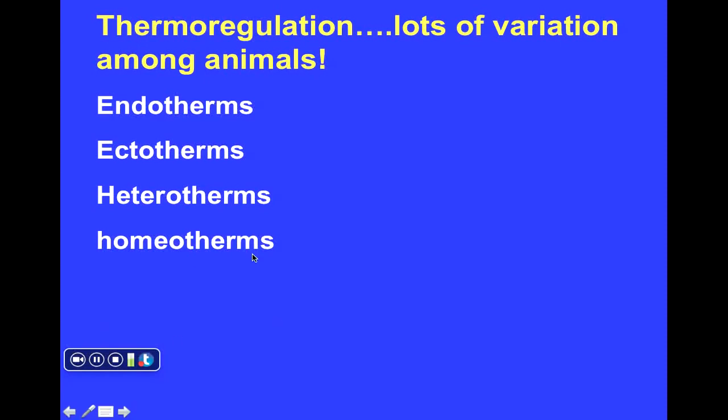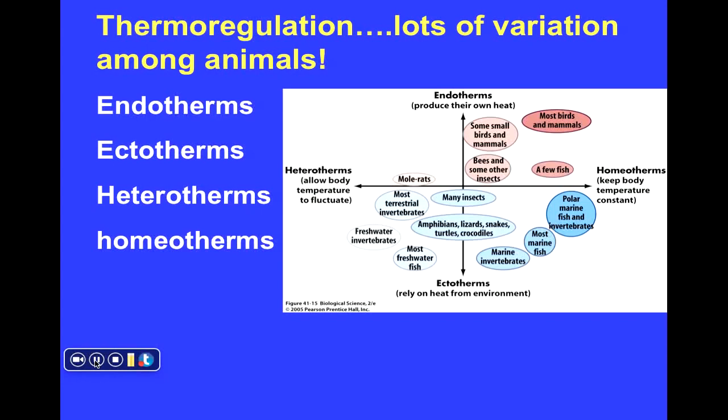So in addition to those concepts, we can also talk about heterotherms and homeotherms. Heterotherms are all those organisms whose body temperature fluctuates. In contrast, homeotherms are those animals whose body temperature remains fairly constant. And so if you think about these concepts, we can think about thermoregulation really as a four-way array. Endotherms toward the top, ectotherms toward the bottom.